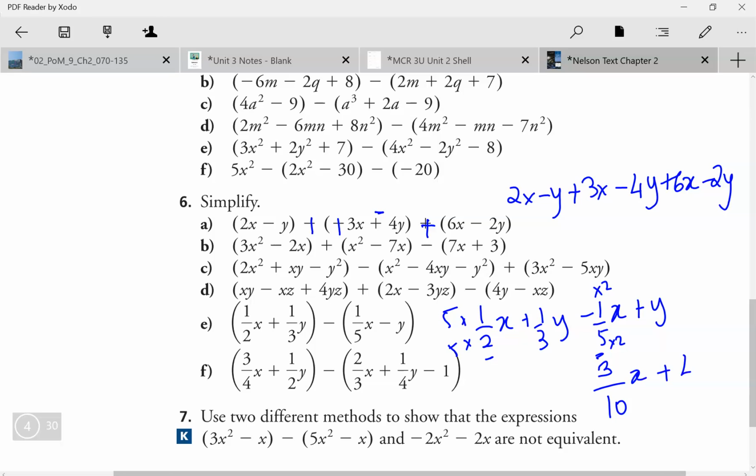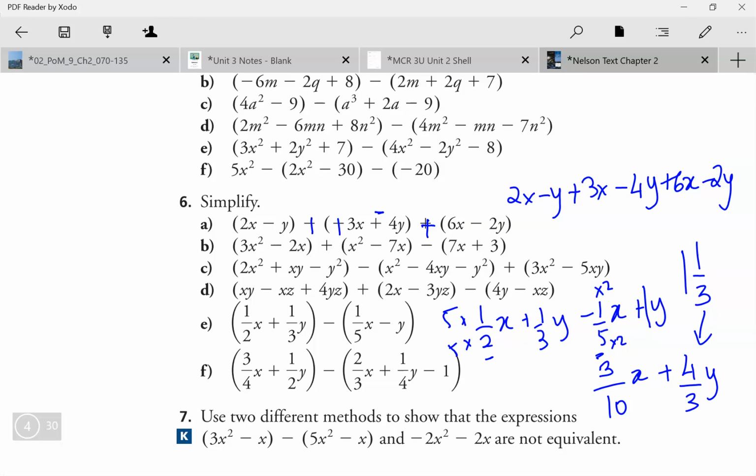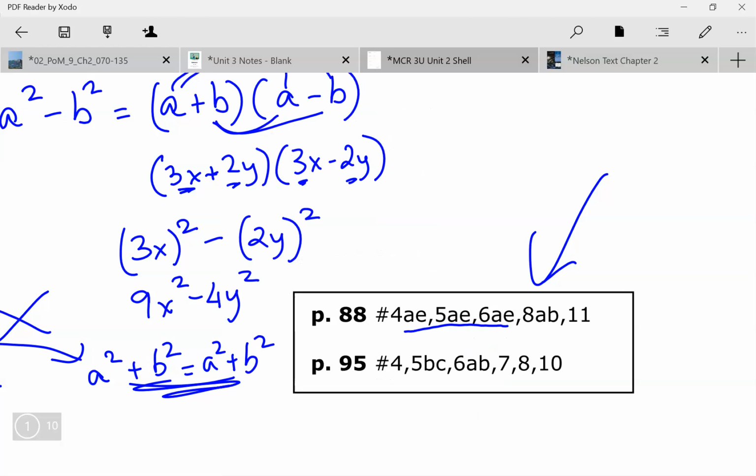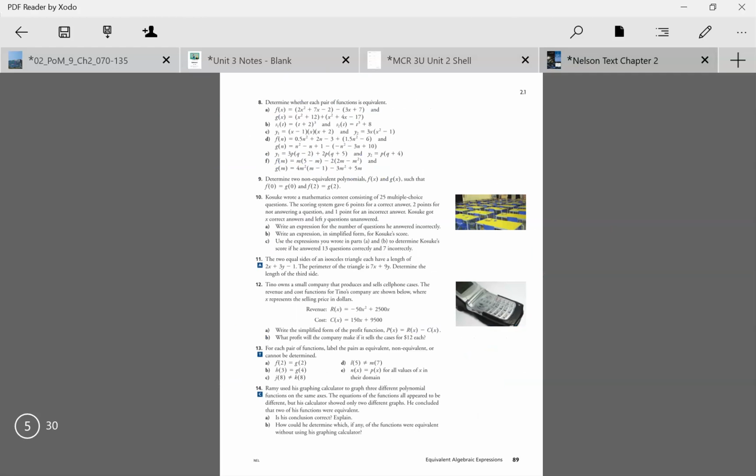And this, hopefully you can see, is just 1 plus 1 over 3, which is, if you convert to an improper fraction, 4 over 3. Again, there are different ways to add fractions, just so that you're good with that, hopefully. I think the next question was question 8, A and B, and then 11.